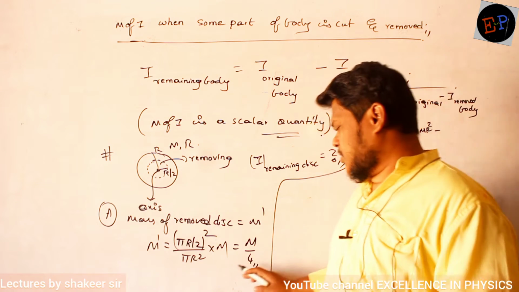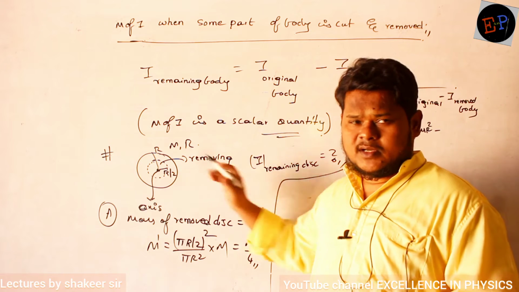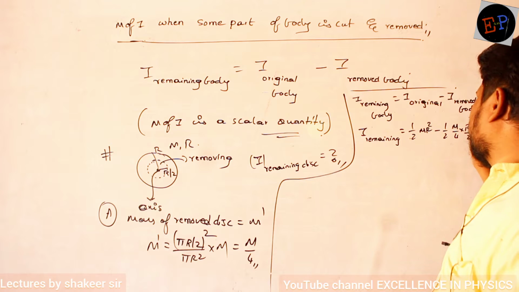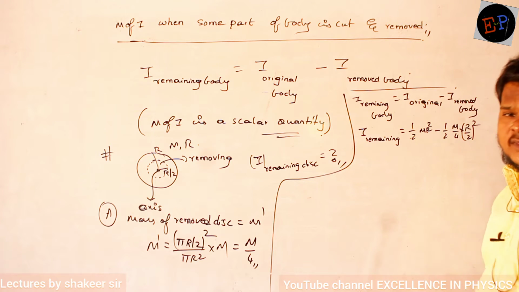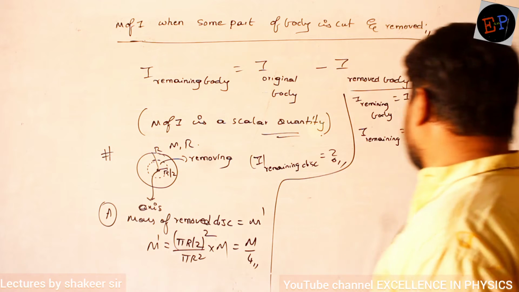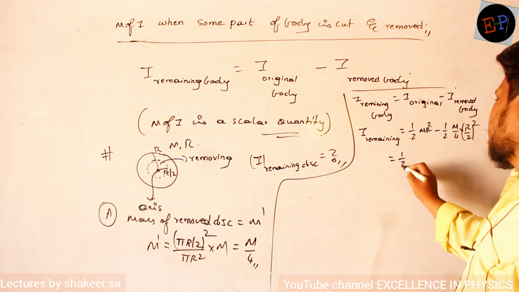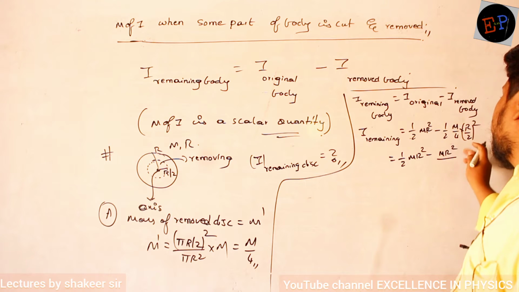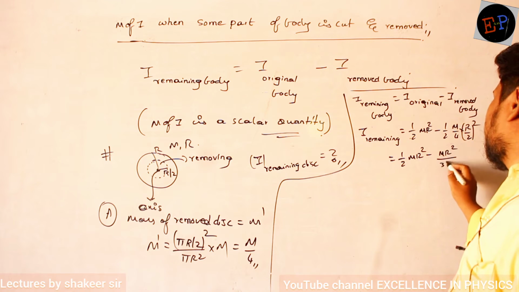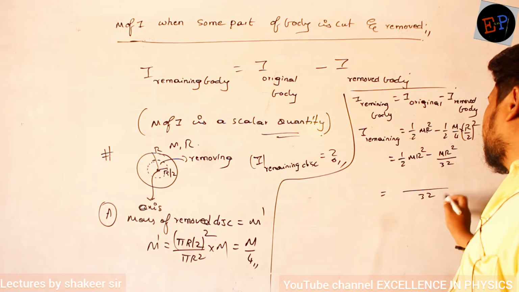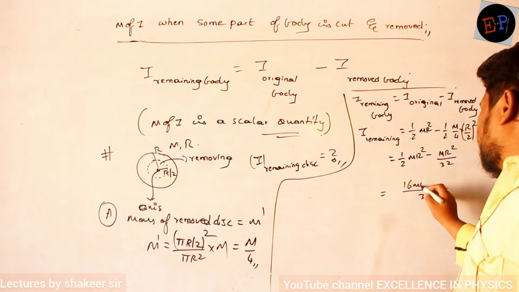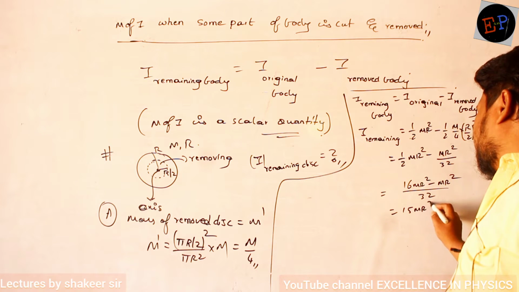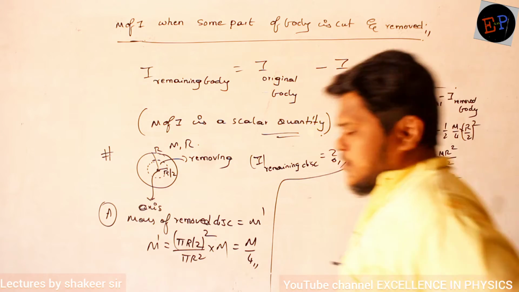But what is the mass of that body? M by 4. And what is the radius? R by 2. So half into M by 4 into (R by 2) whole squared. Now just do that calculation. That is my required answer. It is half MR squared minus MR squared divided by 4 into 4 is 16, 16 into 2 is 32. So taking LCM as 32, it is 16 MR squared minus MR squared divided by 32. So it is 15 MR squared divided by 32. That is our answer.